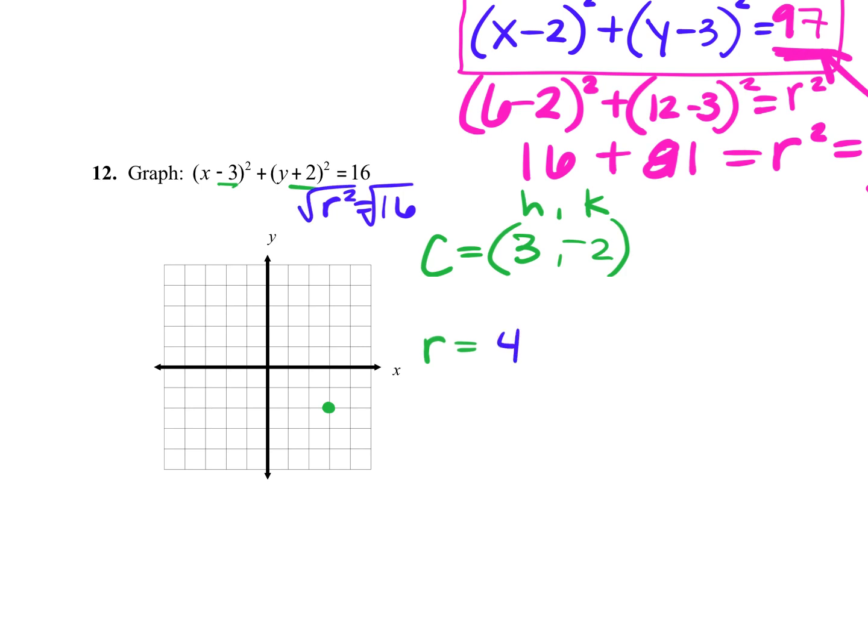I want to see 4 extra points here. I want to see 4 up. I want to see 4 to the left. I want to see 4 down. And I want to see 4 to the right. And then you can just freehand that as best you can. Questions?